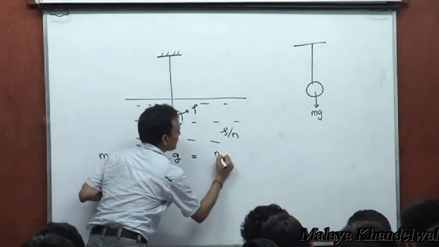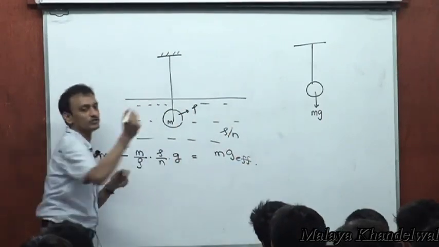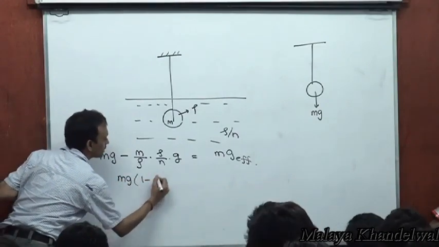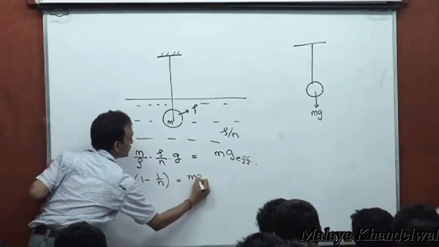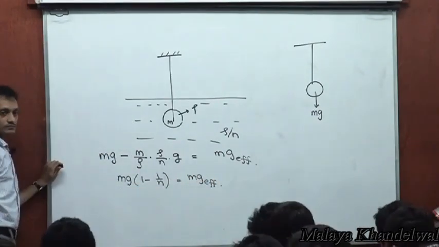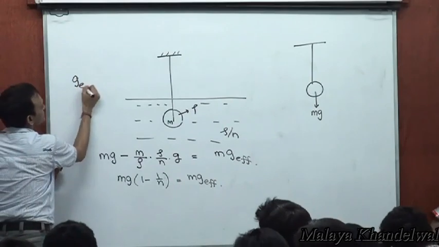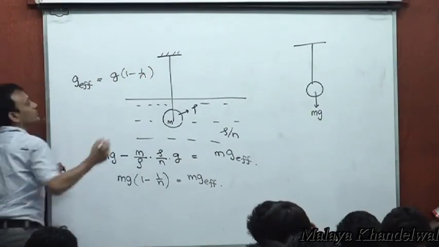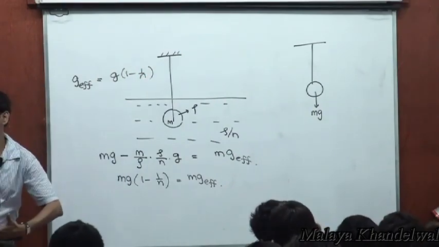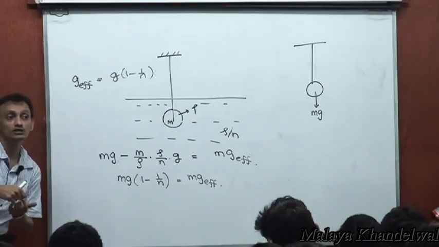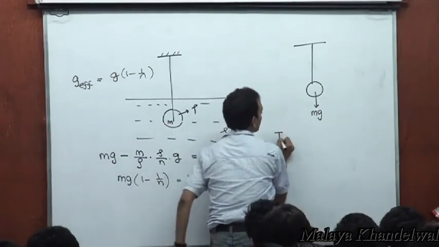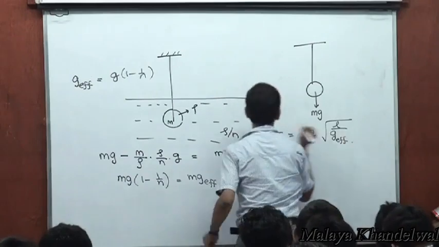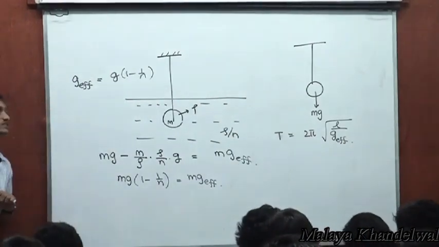So this is, let's say, effectively m into g effective. The g effective for the system can be given by this. So the left hand side becomes mg into 1 minus 1 by n. That's m g effective. So g effective for the pendulum is g into 1 minus 1 by n, the equivalent g for the pendulum immersed in a liquid. The time period then would be 2 pi root L divided by g effective.